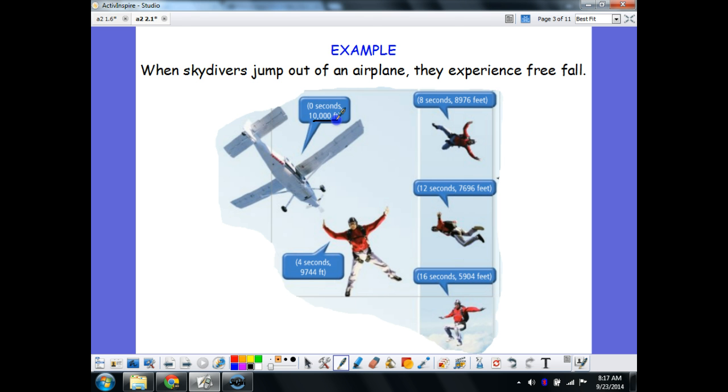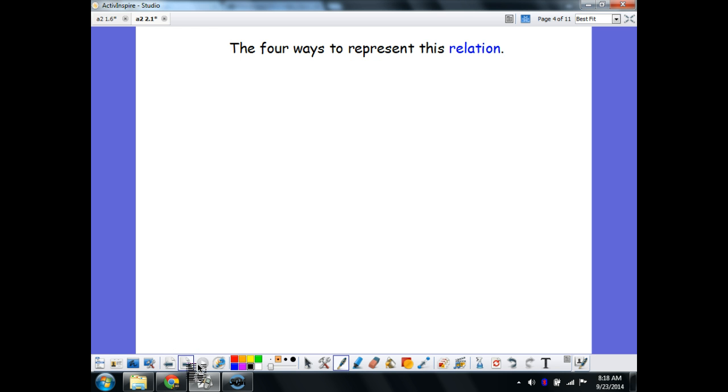So this value is the dependent value in each of these ordered pairs. Okay? That makes the time the independent value. So therefore, the time comes first, height comes second. So now in order to represent this in different ways, the 4 different ways to represent this, which is what the example is actually asking for.